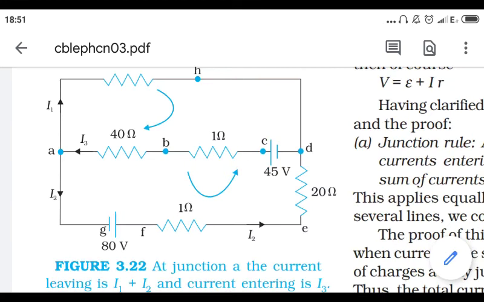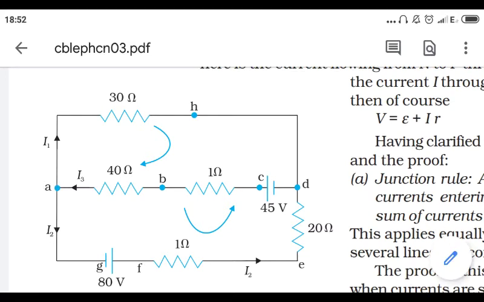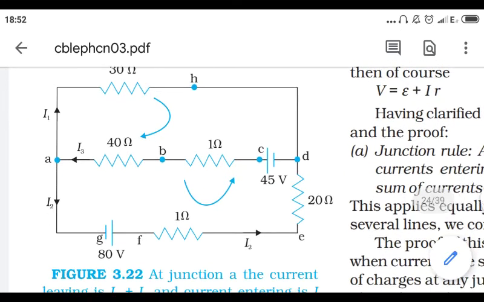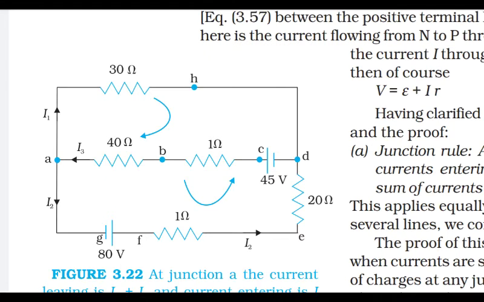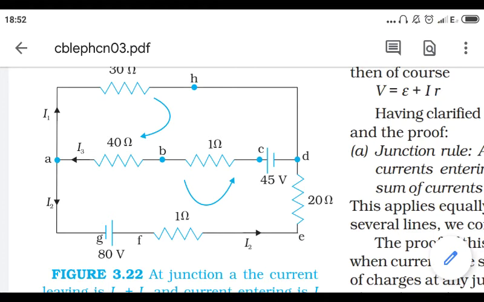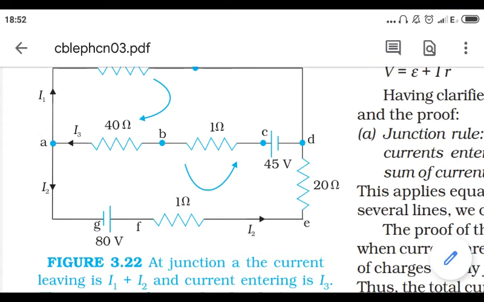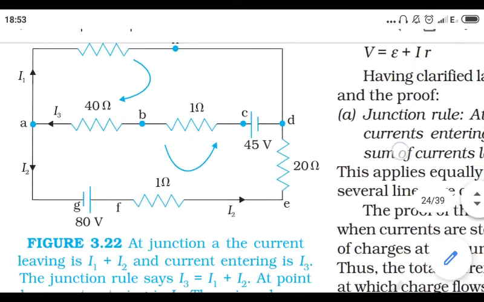At A, you can see the current I3 is toward point A, current I2 is away from point A going downward, and current I1 is also away from point A. At this junction A, if we take I3 as positive, toward the point A, then we take I1 and I2 as negative, away from point A. So the total current at junction A will be I3 minus I1 minus I2 equals 0.